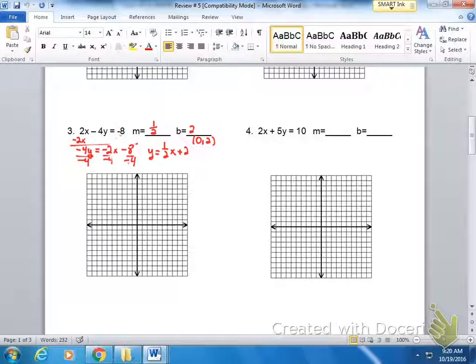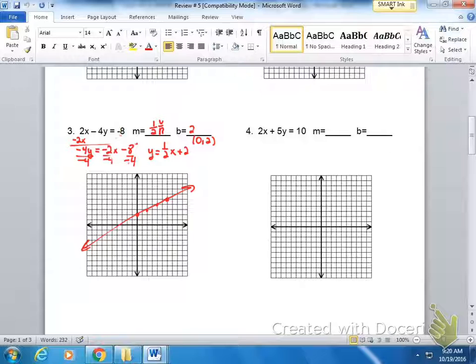So now it turns into just what we did on the last one. We start with over 0, up 2. We have a positive slope. So that's up and to the right. So up 1, right 2. Up 1, right 2. And there's our line. Number 4 is basically the same thing.